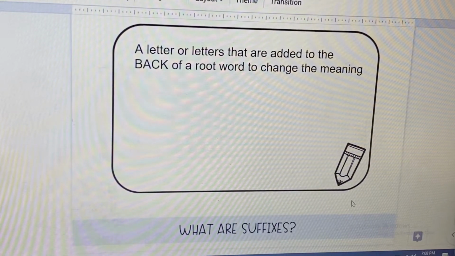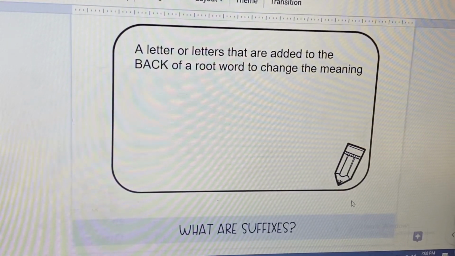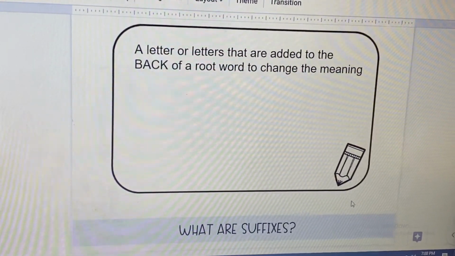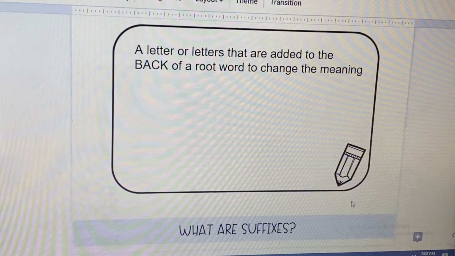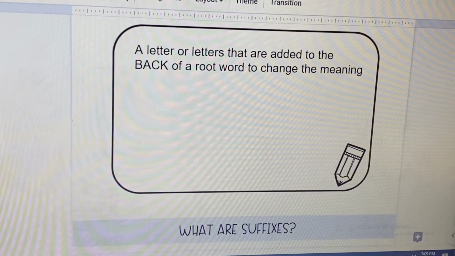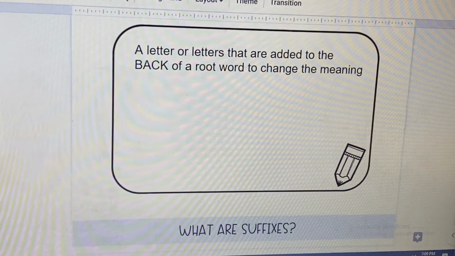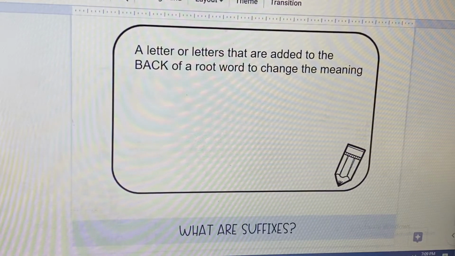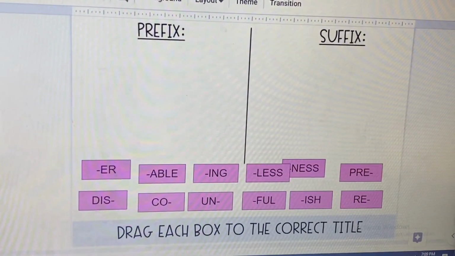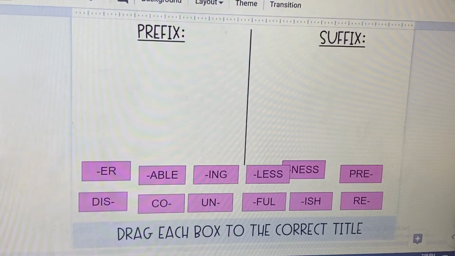Go ahead and get your typing skills going. This will give you a chance to use those typing skills that you guys were learning in 2nd grade. A letter or letters that are added to the back of a root word to change the meaning. Okay, now we're going to go through some of these slides together, and I'm going to go ahead and go to slide number 6, and I'm just going to show you what to do on each slide, and then you're going to take over from there.